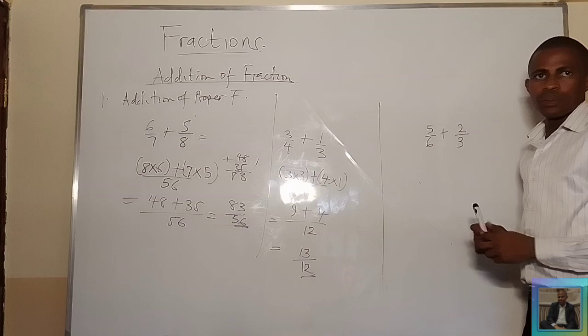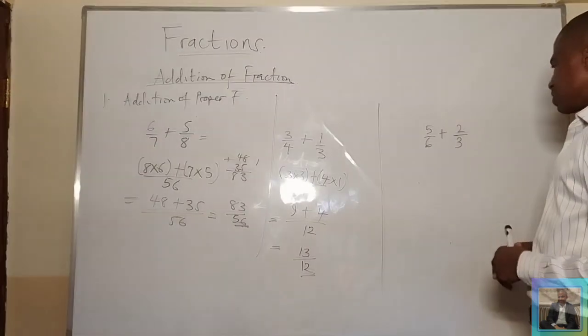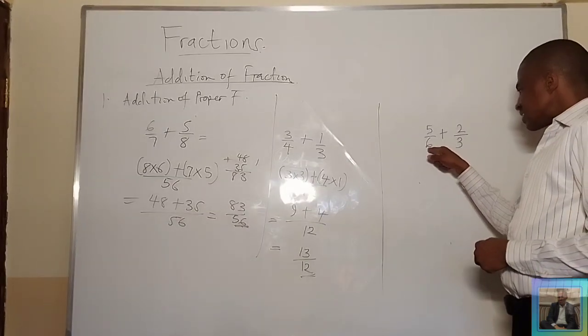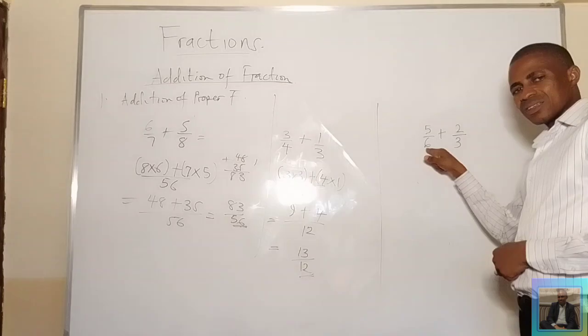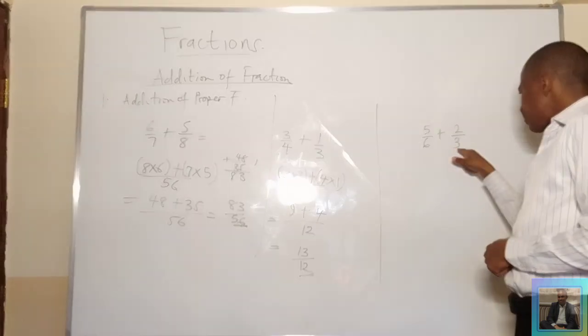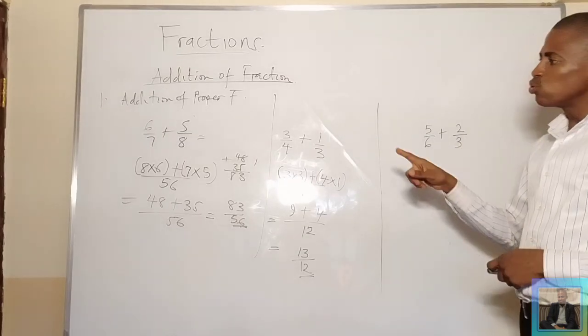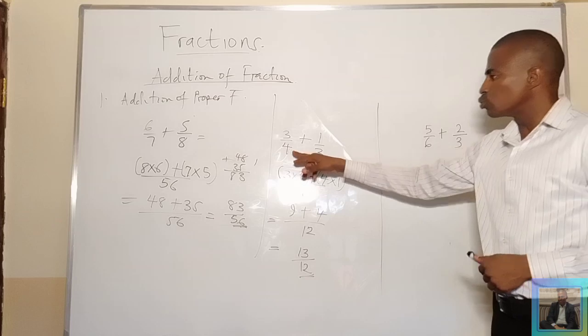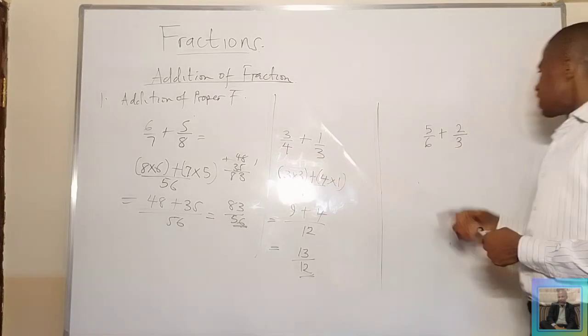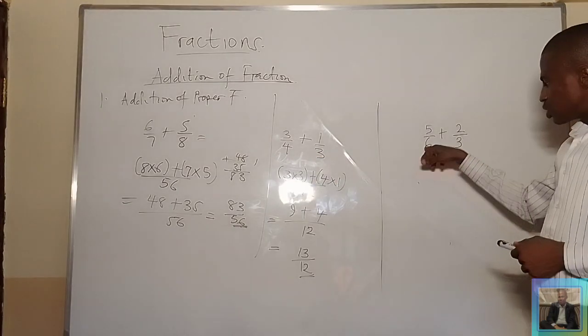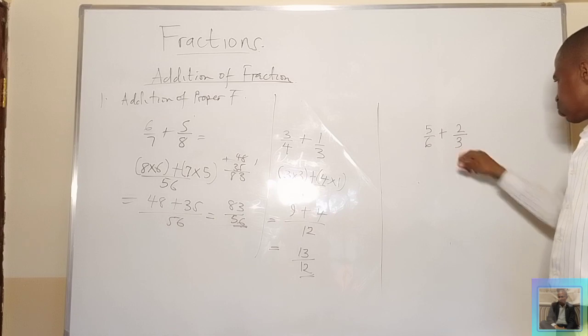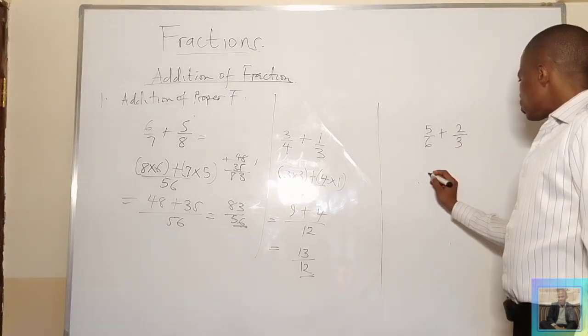The 6 that is the denominator here is a multiple of 3. And we said when we are looking for a common multiple, we have to look for a common multiple. Here, 6 can be a multiple here, and 6 can also be a multiple. So our lowest common multiple will be 6.